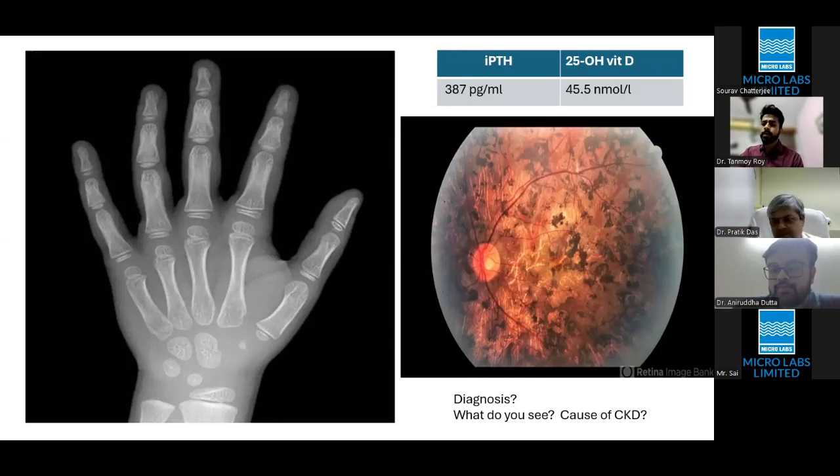Sometimes you'll end up in a problem if you give such injections, hormonal injections, and you might precipitate papilledema. Yes, sir. It can involve the retina. Okay. The optic nerve has to be seen.